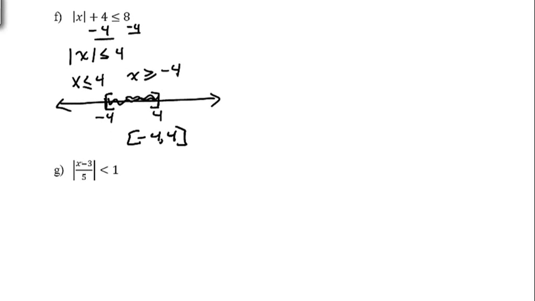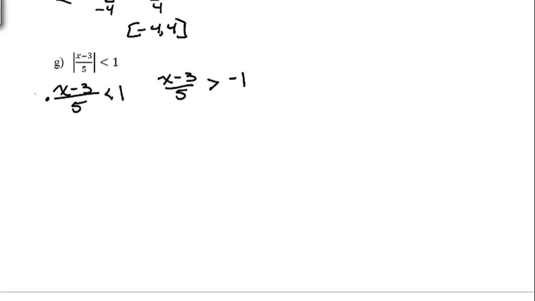Our next one, absolute value of x minus 3 over 5 is less than 1. So the absolute value is alone already, so we can set up our two inequalities. x minus 3 over 5 is less than 1. So the first one, remember, is just dropping out those absolute value bars. And then x minus 3 over 5, reverse the direction of your inequality, so that will change from less than to greater than, and then change the sign of the right-hand side, so that would be negative 1.